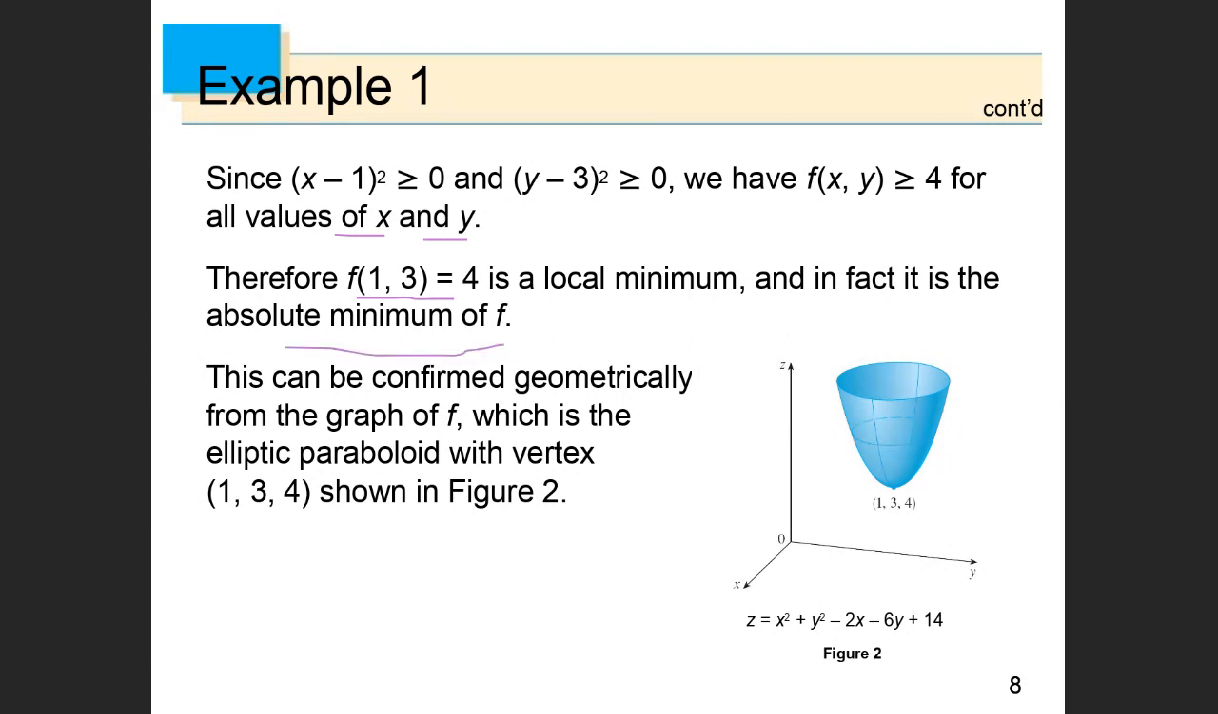And this can be confirmed geometrically from the graph of f, which is the elliptic paraboloid with vertex (1, 3, 4), as it is shown here. 4 is the value of f at (1, 3).